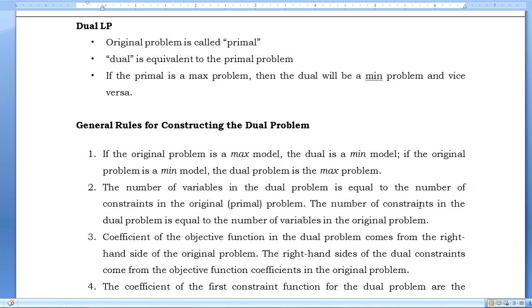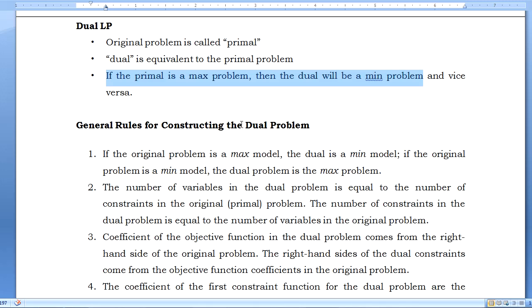In this video, I will explain how to find the dual of any LP and the relation that exists between an LP and its dual. When taking the dual of a given LP, we refer to the given LP as the primal. Another related linear program to the primal is called the dual. If the primal is a maximum problem, then the dual will be a minimum problem, and vice versa.